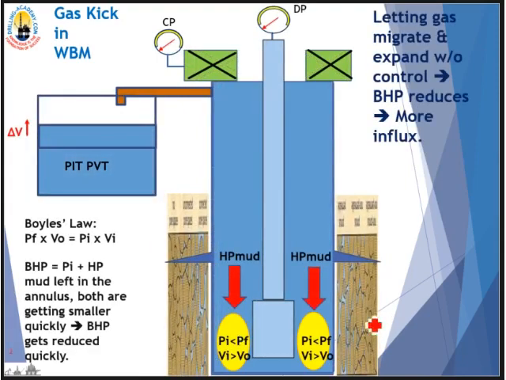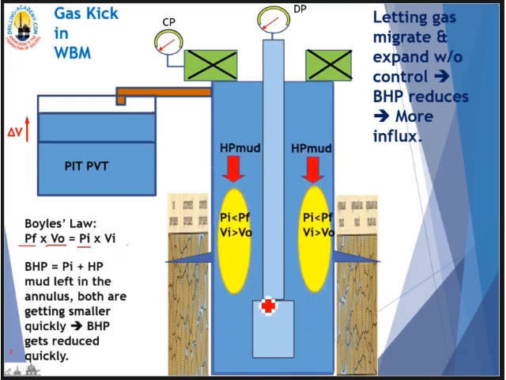So recall Boyle's law, the gas law. At the initial state, inside the gas bubble we have formation pressure and the volume of the bubble is V0. At any time while the bubble is in the wellbore, it will have the pressure inside it called PI, and its volume at that time is called VI. Now let's see what happens here.